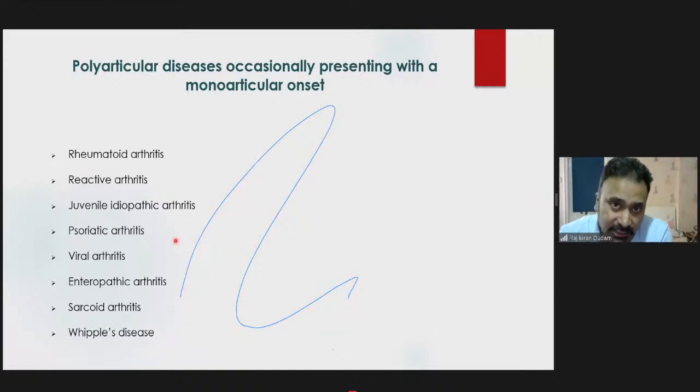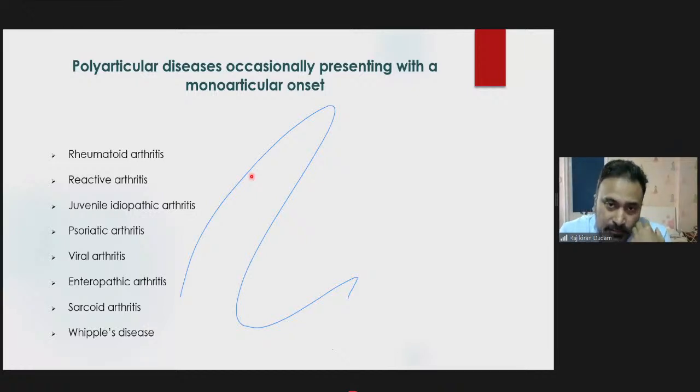So as I said, there can be certain polyarticular diseases. In future, they can have a polyarticular disease, and these patients can initially present deceivingly as monoarticular, as I said, like rheumatoid, reactive, or juvenile idiopathic arthritis. Sometimes we come across children of 7, 8, or 9 years old coming with a knee joint pain or ankle joint pain. So the initial presentation, especially in children, can be a single joint involvement.